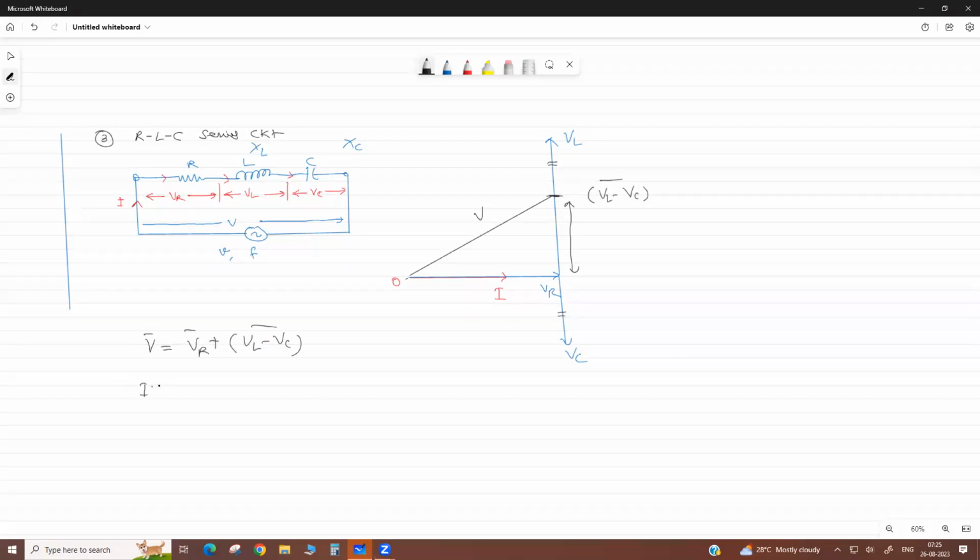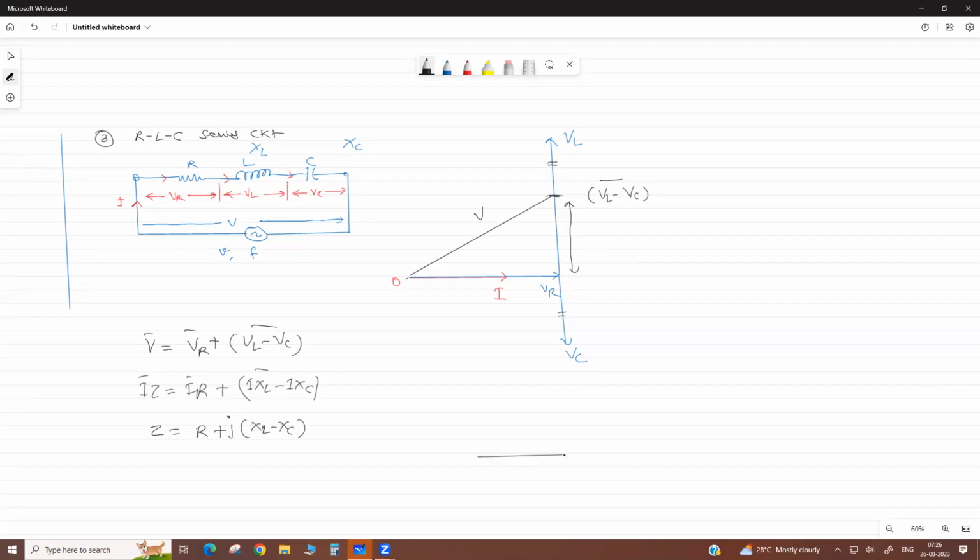Now this is IZ, total impedance times current. This is IR plus IXL minus IXC. These are all vector sums. Now if you take I common, then I cancels, and Z equals R plus, either you take a vector or we can write in rectangular form, XL minus XC. Please note, XL minus XC means the net reactance of the circuit.